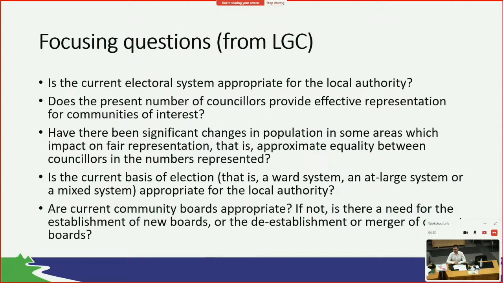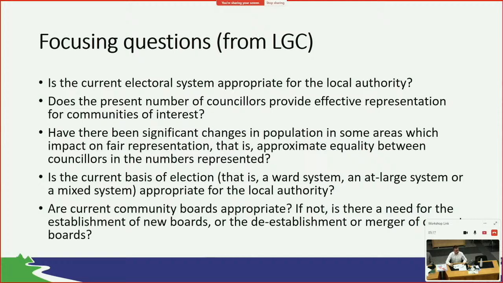Firstly, we figure out what our communities of interest are. Secondly, we figure out how to best represent them effectively, and that's through things such as the number of elected members, whether we have community boards, whether there's an at-large or ward system. And then finally, figure out how to ensure that they're fairly reflected or represented relative to each other.